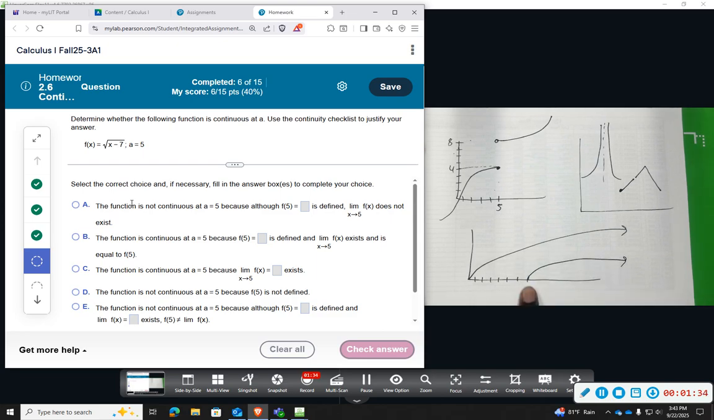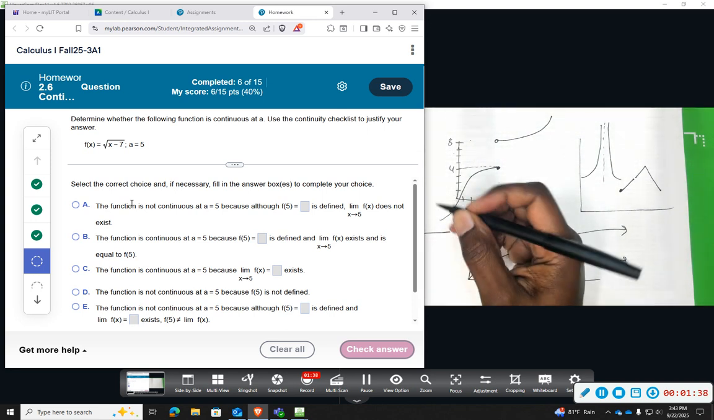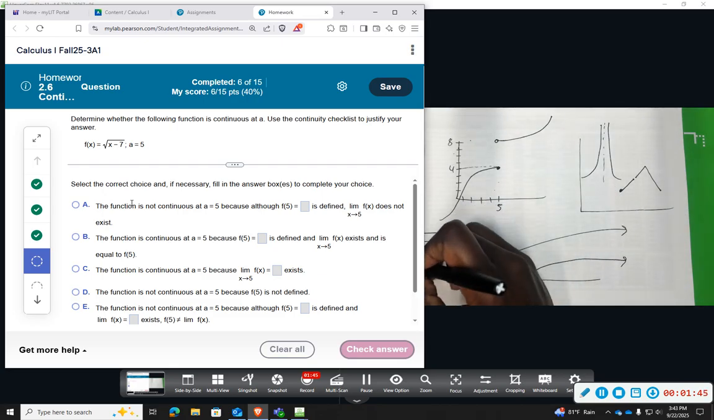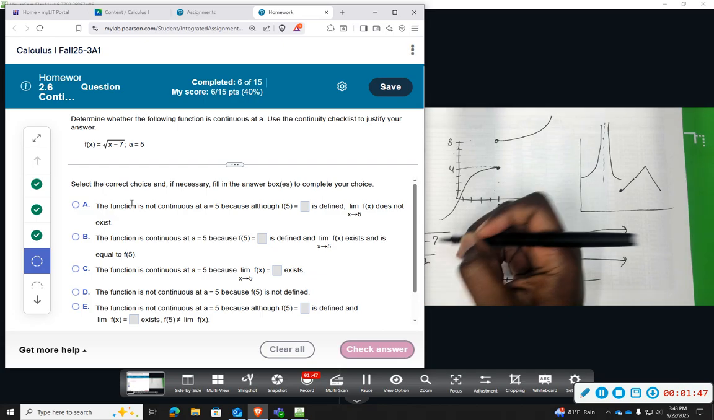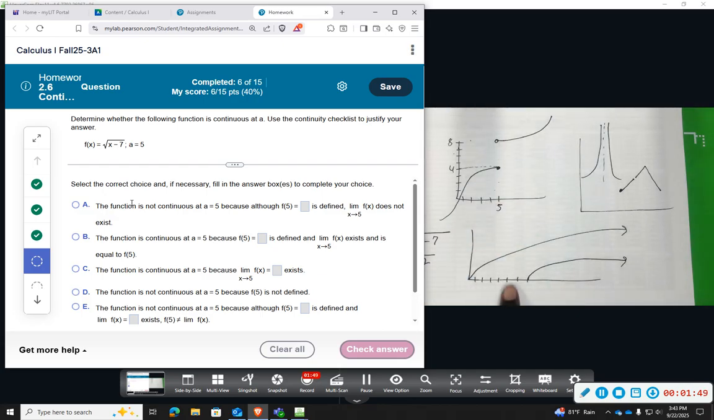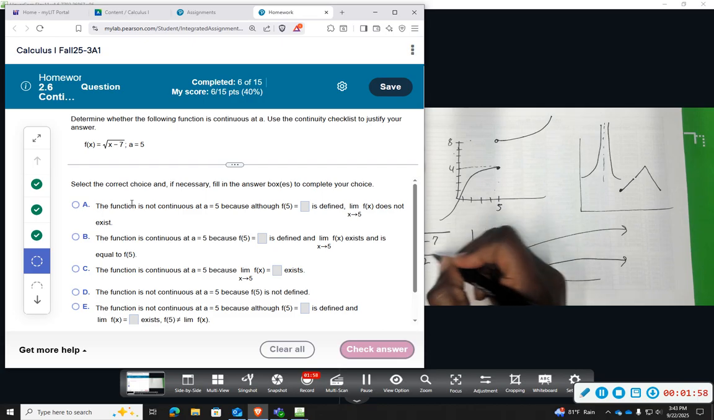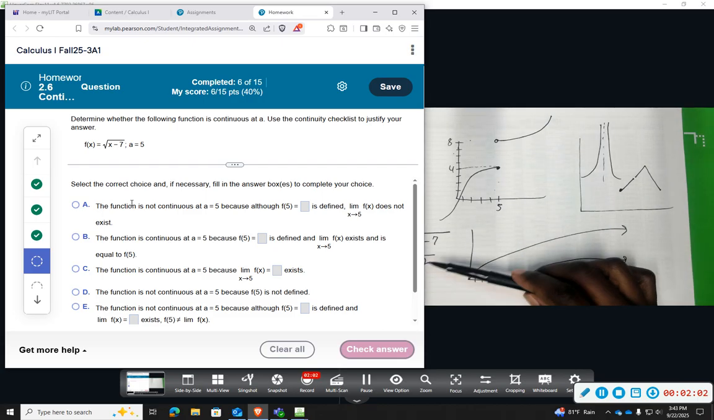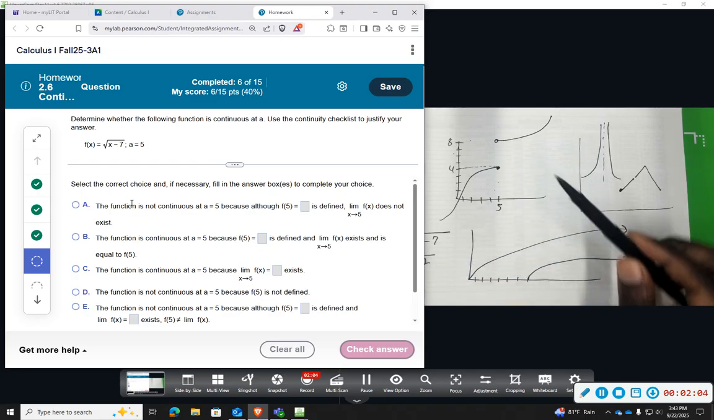If we were to plug in 5, so if I say square root of 5 minus 7, and I evaluate 5 minus 7, it's going to give me the square root of negative 2. Well, you can see that this graph is not defined at 5. I don't have a y value associated when x is 5. It only starts at 7 and beyond. We cannot take the square root of a negative, so it's going to be imaginary. So that won't exist. So this point is not even defined.